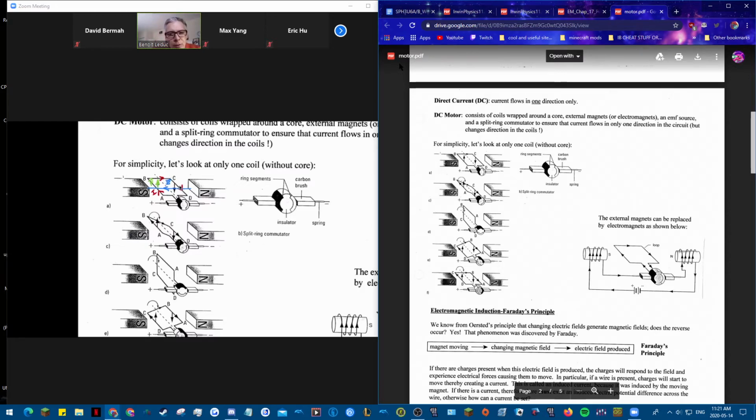Now, when the current comes back from C to D, the magnetic field is still going this way, but the current is going towards D, so it's coming towards me. So now the force is down, right? The force is down on this.